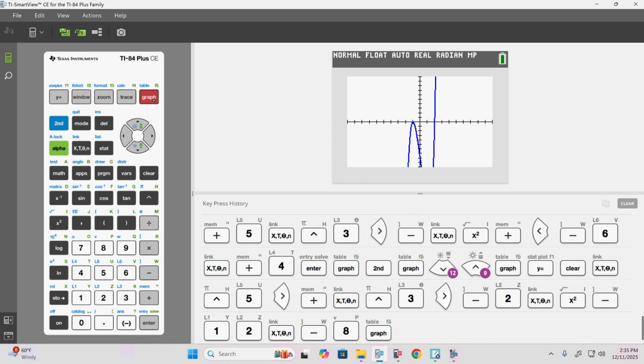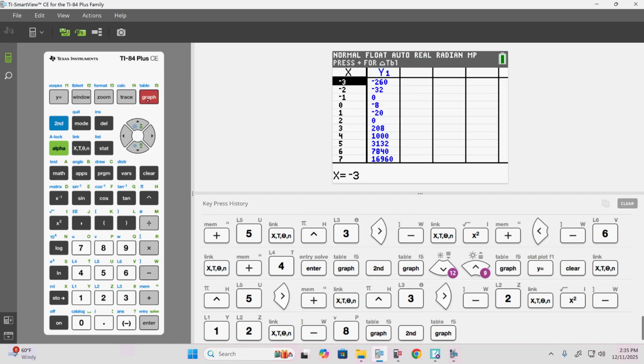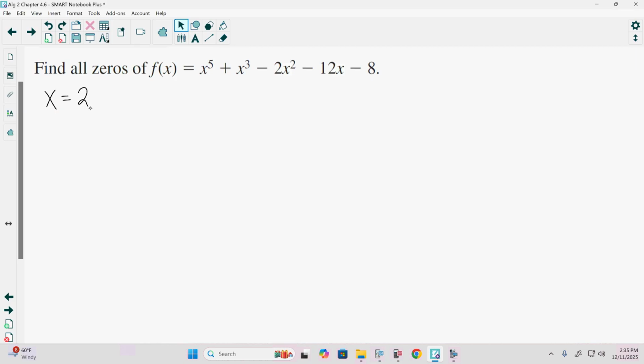Now at -1, we see that it touches the x-axis but does not cross it. Anytime it touches the x-axis but does not cross it, it has an even multiplicity. There's an even number of zeros at that spot. So for us here, we're hoping it means that -1 shows up twice. Now we can look at the table and it does tell us that -1 is 0, and at 2 it is 0. So we know for sure 2 and -1.